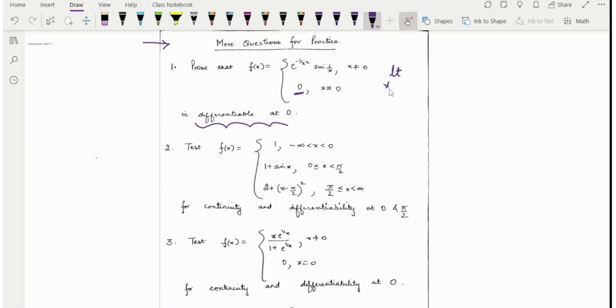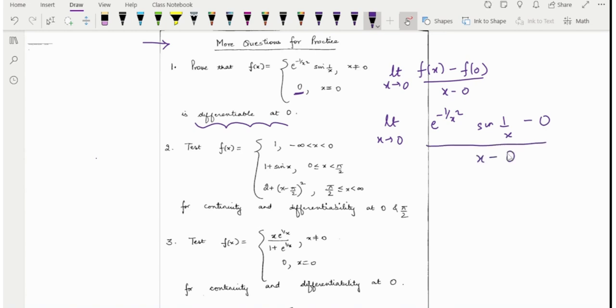For doing that, you will be considering the limit as x tends to 0 of f(x) minus f(0) upon x minus 0, and it boils down to the limit as x tends to 0. f(x) is e to power minus 1 by x square sine 1 by x, f(0) is 0, and you have x minus 0 in the denominator. So effectively this is the limit as x tends to 0 of 1 by x e to power minus 1 by x square into sine 1 by x.